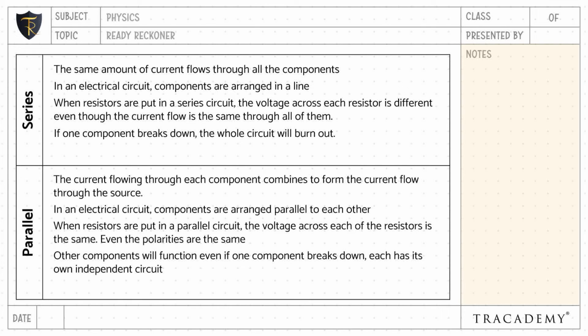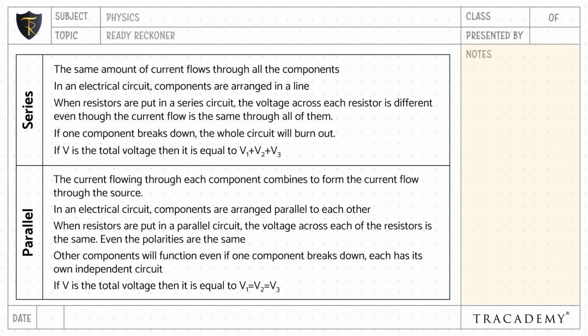In a series circuit, if V is the total voltage, then it is equal to V1 plus V2 plus V3. Whereas in a parallel circuit, if V is the total voltage, then it is equal to V1, which is equal to V2, which is equal to V3.